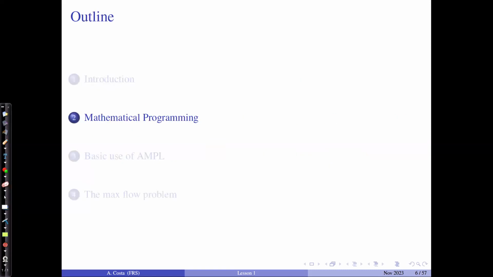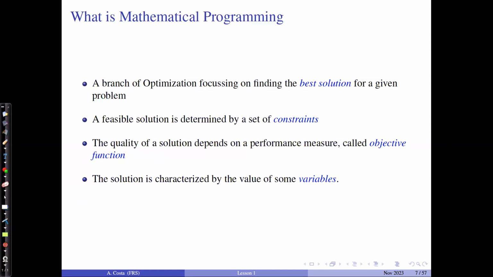So let's start with mathematical programming. What is mathematical programming? It is a subfield of optimization where the focus is to find the best solution, the optimal solution, for a problem. When we are looking for the best, we consider a set of solutions, and they are called feasible. These feasible solutions are determined by constraints.